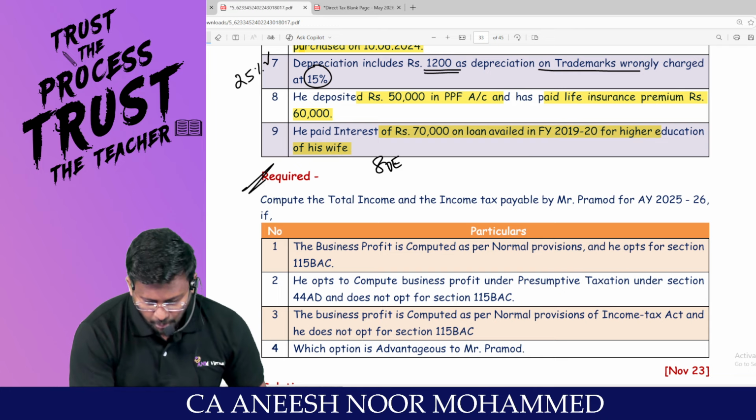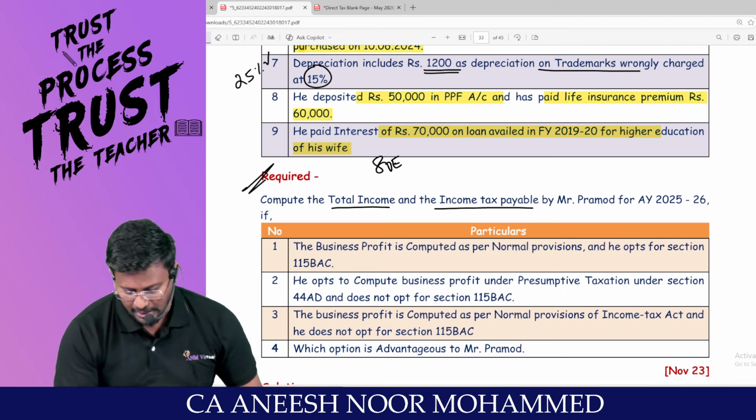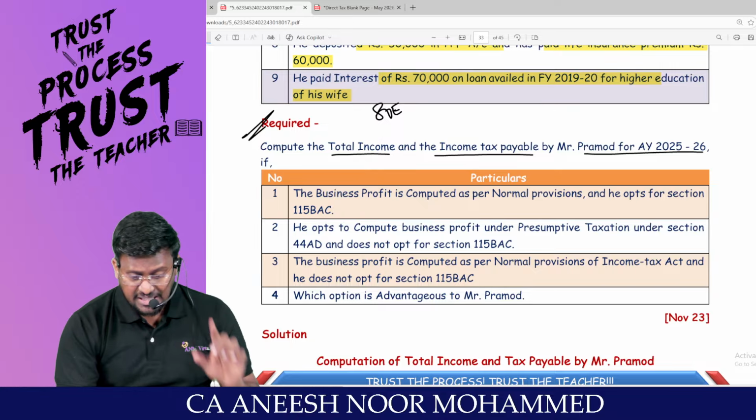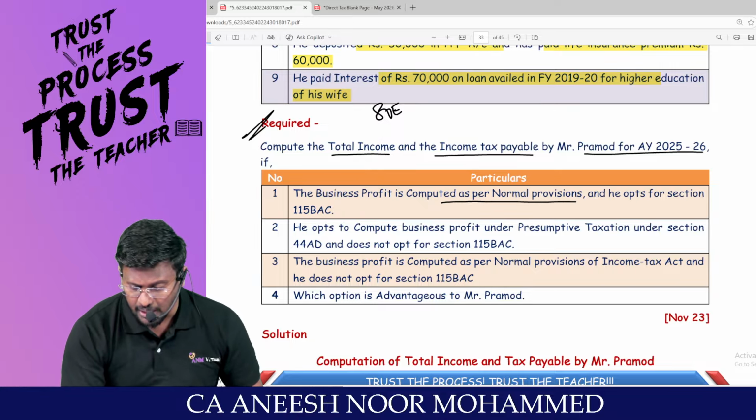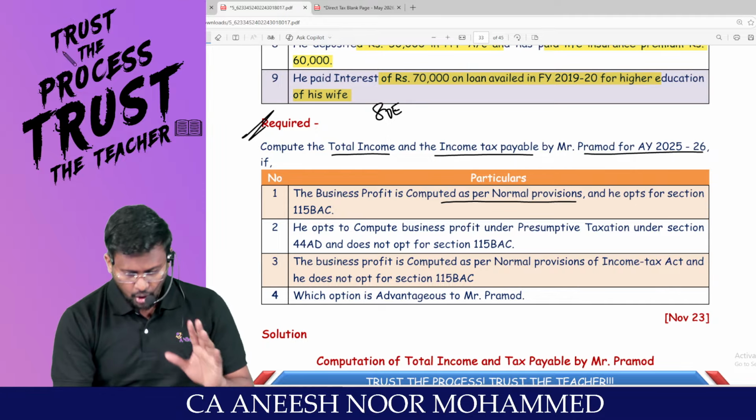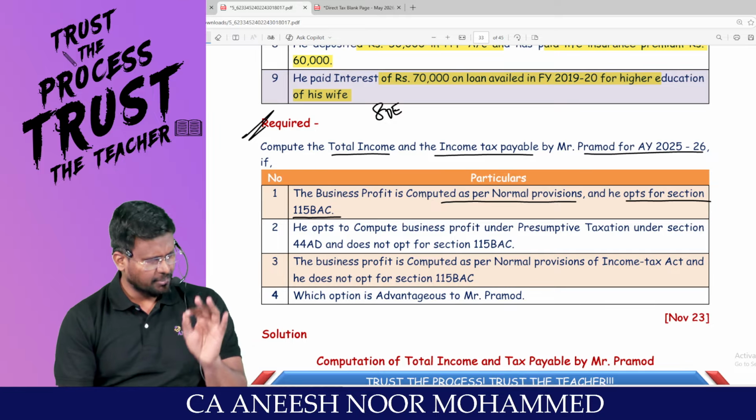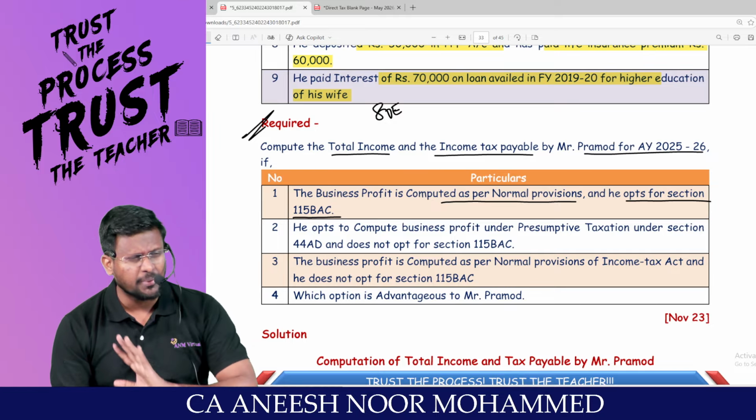Compute the total income and income tax payable by Mr. Pramod for assessment year 25-26. Business profit is computed as per which provision? Normal provision. And he opts for section 115BAC. That means he's not going to travel through the presumptive taxation and all.